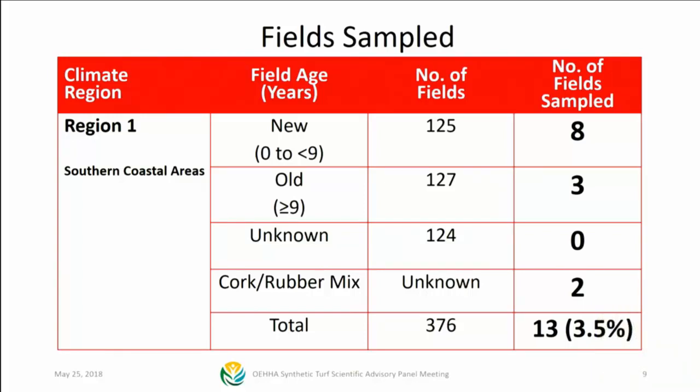As you may notice, we oversampled fields in this region. Part of this reason is due to a discrepancy with the field age reporting. For example, we were assured a field was a certain age, and post-sampling, it was brought to our attention that fields were newer than originally thought. And due to this discrepancy, we moved some fields from the old age group to the new age group after sampling. And during recruitment, sometimes we did not get responses or came to find out that fields were removed or replaced. And this is how we came to know of the cork and crumb rubber mix fields.